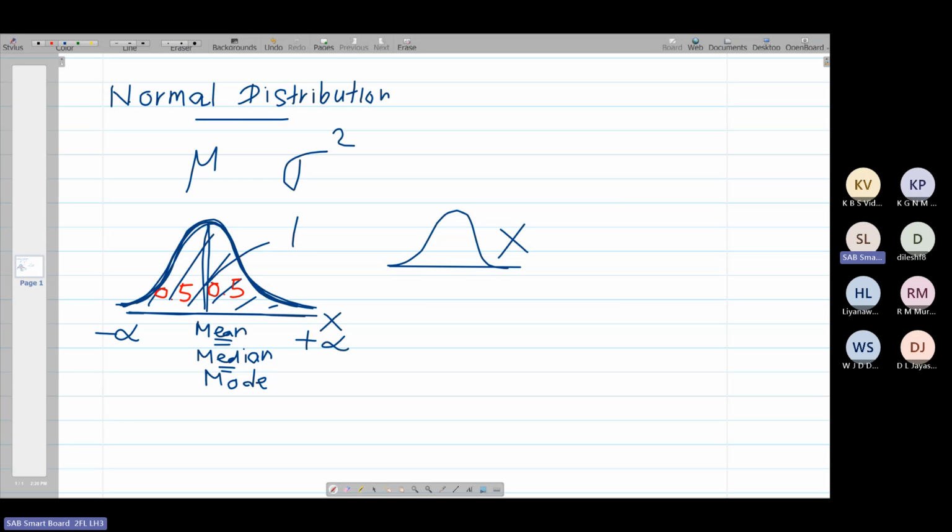Okay, then the other one is that it is asymptotic, which means the normal curve does not touch the x-axis. Then you can write any characteristic of the normal distribution. Remember it.